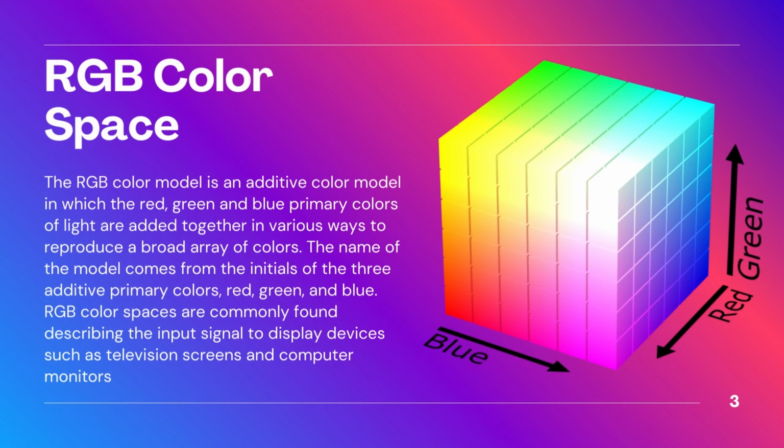The RGB color model is an additive color model in which the red, green and blue primary colors of light are added together in various ways to reproduce a broad array of colors. The name of the model comes from the initials of the three additive primary colors, red, green, and blue. RGB color spaces are commonly found describing the input signal to display devices such as television screens and computer monitors.